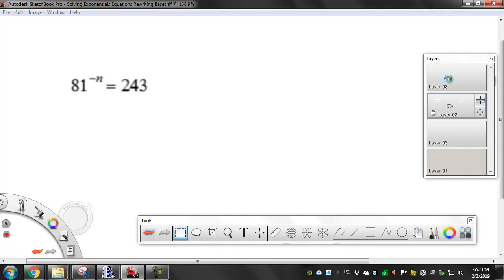So welcome everyone. In this video we're going to be solving exponential equations, and unlike before we have to rewrite both sides. We usually just have to rewrite the right hand side, but now we have to do both of them. So they both have to be written with the same base.